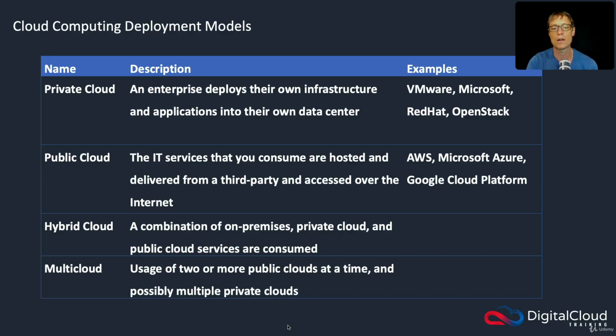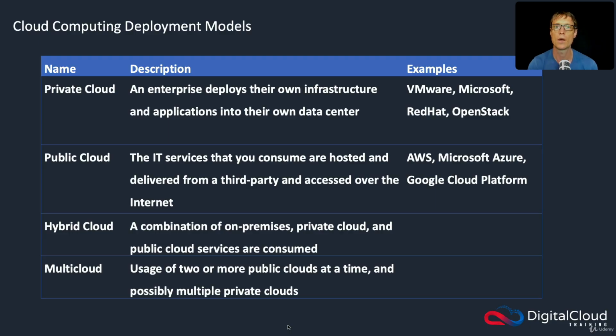Now, with a hybrid cloud, you're using a combination. So you might be using an on-premises private cloud, you might be using a public cloud service as well, and you'll do that because you have different applications that might be better suited to one model over another, or you might have some kind of regulations that mean that you need to keep some data in your own data center.